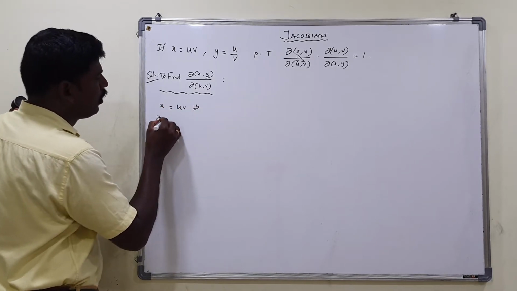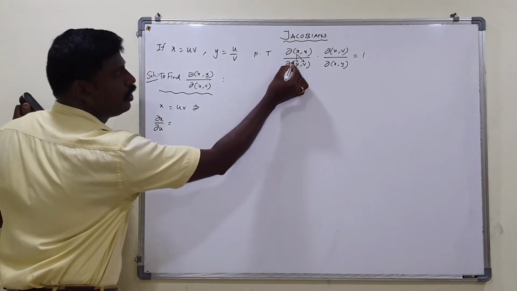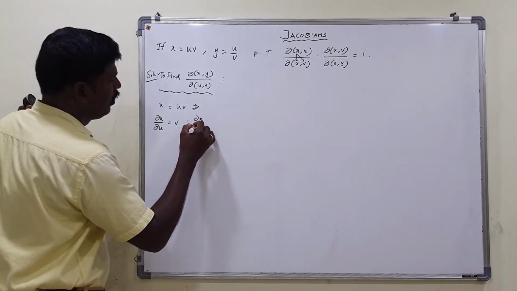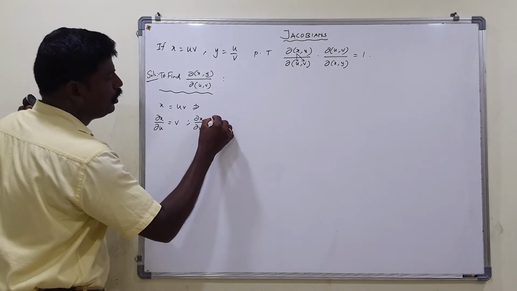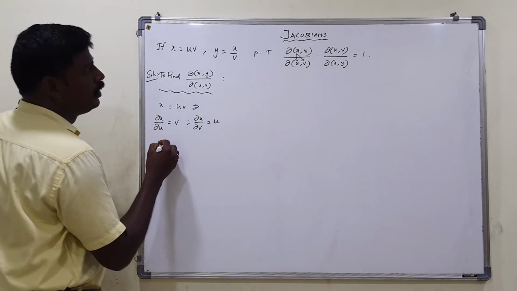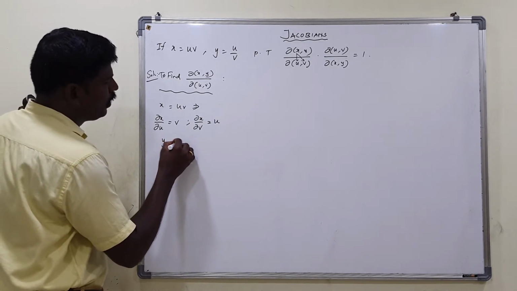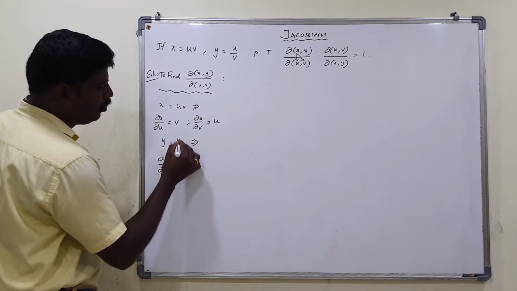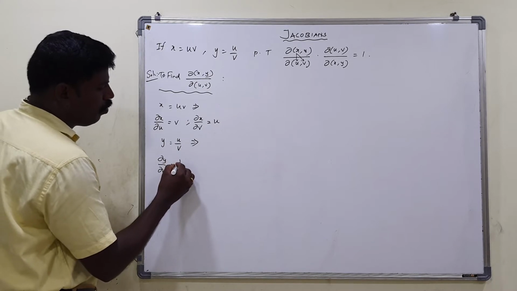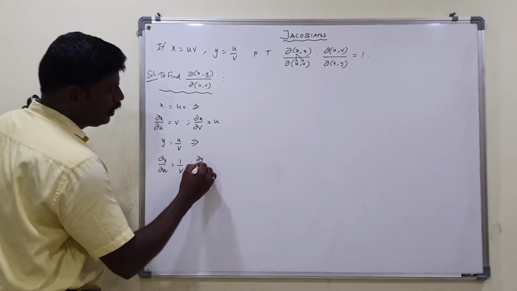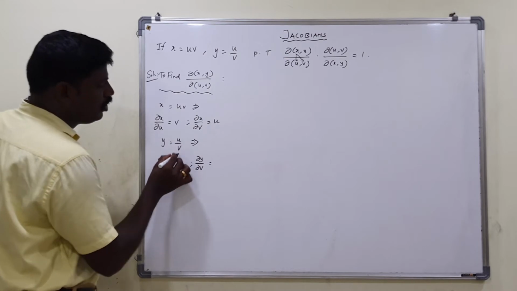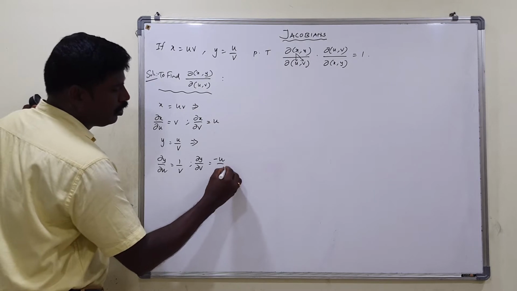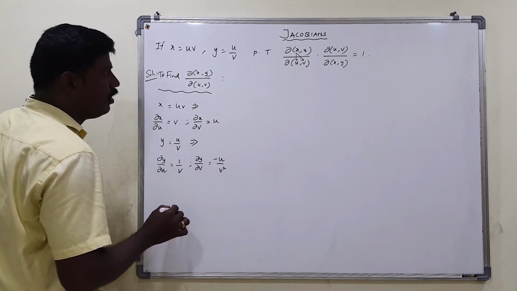From that, we can find dou x by dou u, which becomes 1 into v. So what is dou x by dou v? u into 1, that is u. And then what is y? y is equal to u by v. From that, what is dou y by dou u? u is in the numerator, so it becomes 1 by v. Dou y by dou v: v is in the denominator, 1 by v, so the derivative of 1 by v is minus 1 by v square. u is already in the numerator, so minus u by v square.